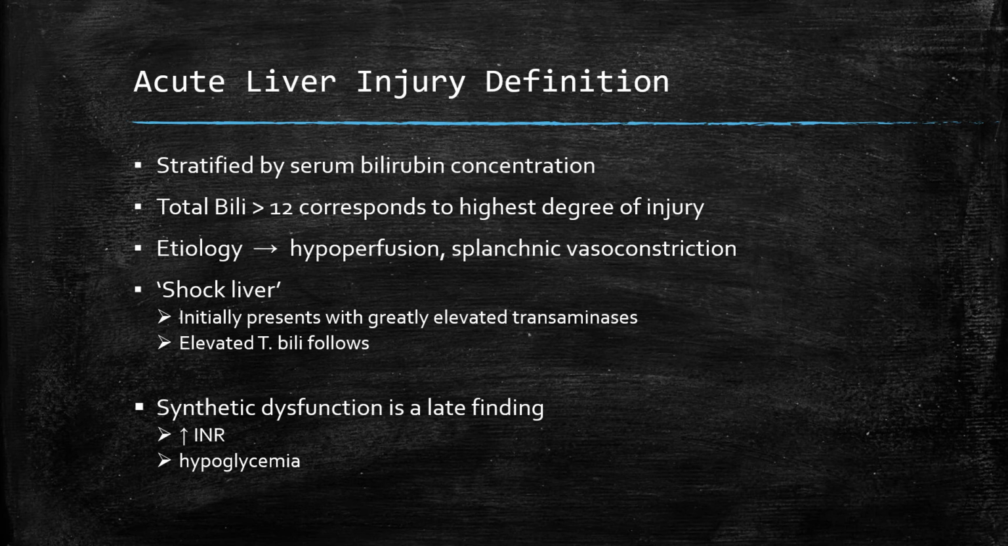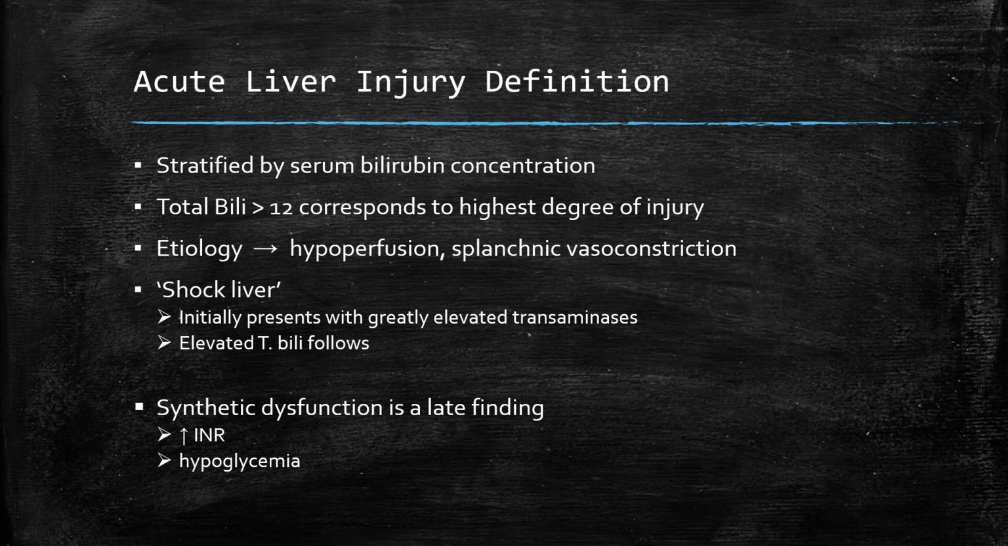The degree of acute liver injury is stratified by the serum bilirubin concentration, where the total bili greater than or equal to 12 corresponds to the highest degree of injury. The etiology of acute liver injury in sepsis is hypoperfusion and splanchnic vasoconstriction. Shock liver is a type of hypoperfusion injury where the patient initially presents with greatly elevated transaminases, which represents cell necrosis. The elevated total bilirubin generally follows within the next day or two.